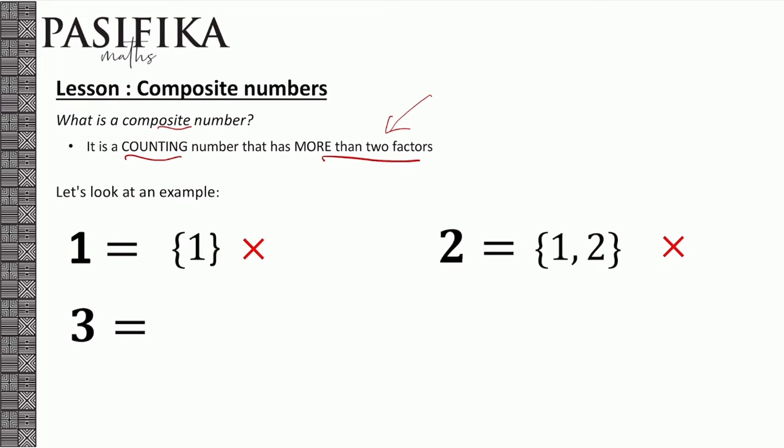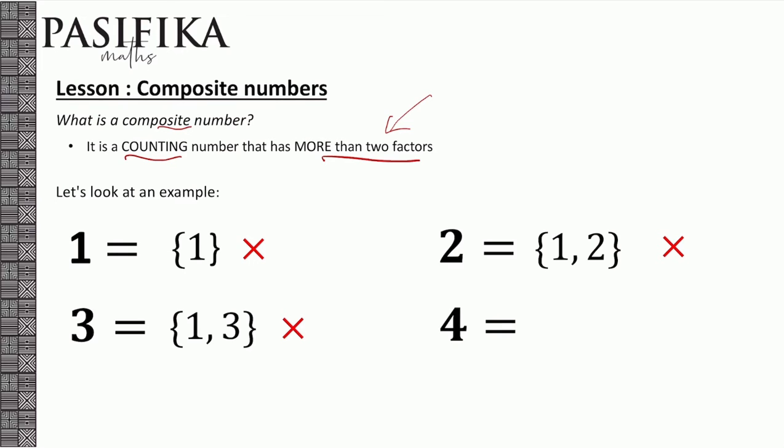What about 3? Well, if you said the factors of 3 are 1 and 3, you are correct. And if you then went ahead and said that it's not a composite number, you are also correct. Let's look at another one.